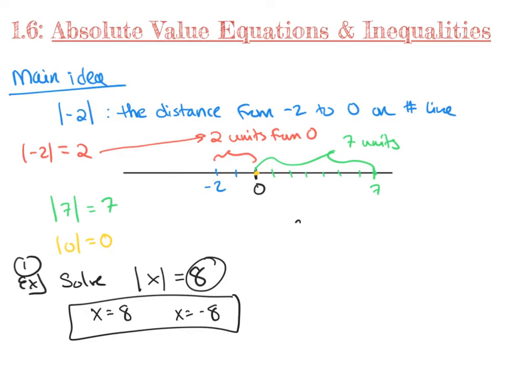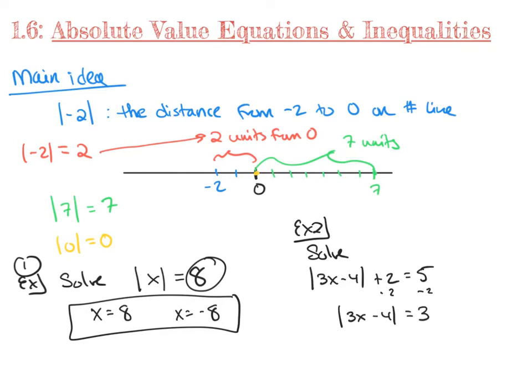If these get a little bit more challenging, like in our second example, say we have to solve the absolute value of 3x minus 4, plus 2, equals 5. Okay, so what we're going to do first, kind of similar to solving radical equations, is subtract 2 first to isolate the absolute value. So the absolute value of 3x minus 4 equals 3. But there are two possibilities for what 3x minus 4 could be equal to if the absolute value of it turns out to be 3.